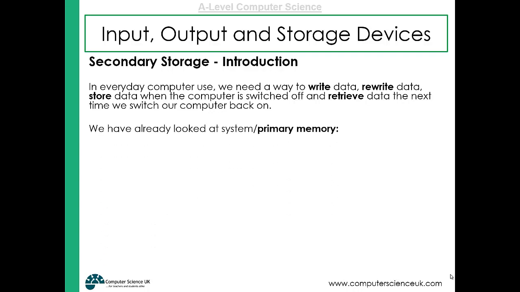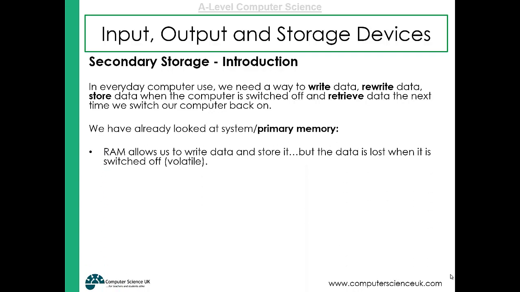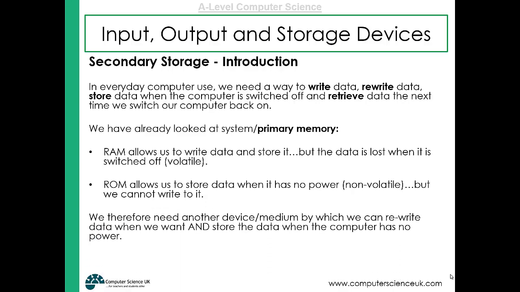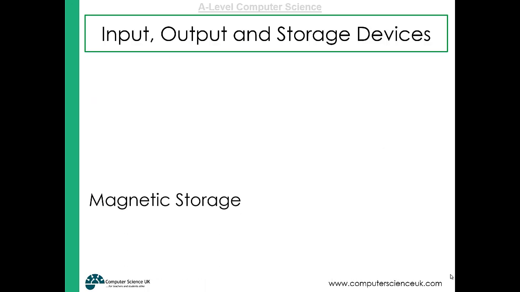We've looked at primary memory. RAM is great, really quick, but data is lost when it's switched off. It's volatile. ROM is non-volatile, but you can't really write to it. It's read-only. So we need another type of device, which we can rewrite data on when we want and store the data when the computer has no power. And that's where secondary storage comes in.